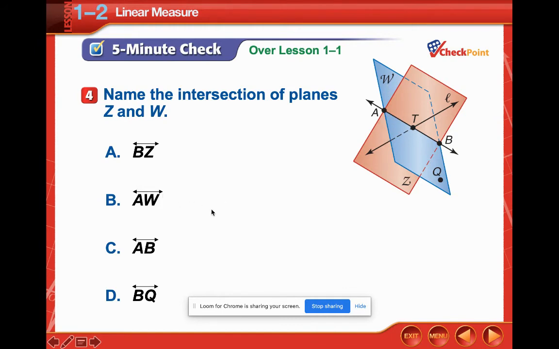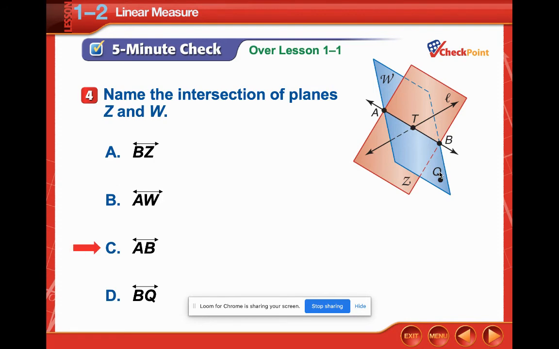All right, and then C is AB. All right, that does look like the line that is the intersection between the 2 planes. That looks like our correct answer right now. So A and B both look wrong. C looks like our correct answer. Let's keep going, figure out what D has to say on this. BQ. So B is out here, Q is out here. They're not on the same line, okay? Not only that, but Q is only on plane W, okay? So it can't be part of the line that's intersecting Z and W, all right? So your correct answer should be C.